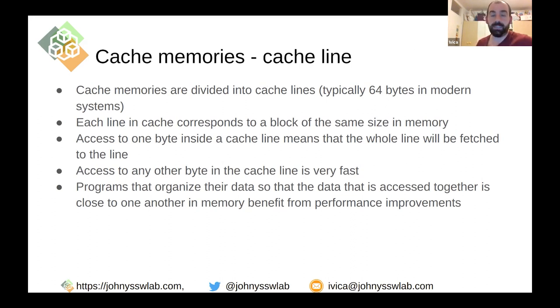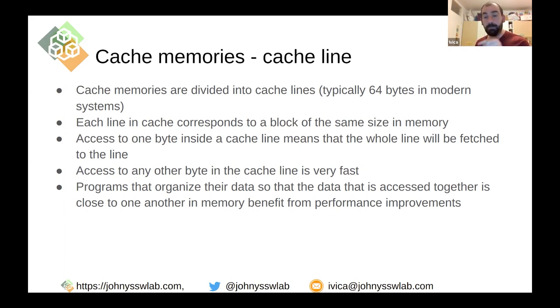Cache memories are divided into cache lines, and typically on modern CPU systems that you have in your home, a line will be 64 bytes in length. So it will hold 64 bytes of data. One line in the cache corresponds to a block of the same size in the memory. So a line of 64 bytes in cache corresponds to a block of 64 bytes in memory.